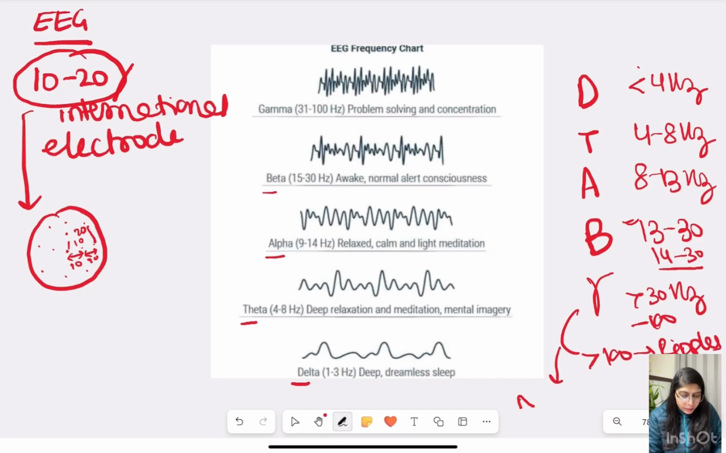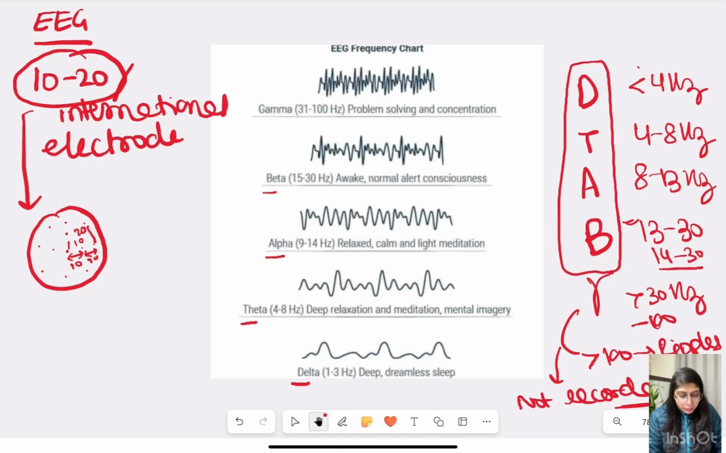These very high frequencies are usually not recorded in our scalp EEG, except in certain situations. But here we need to remember D-tab: delta, theta, alpha and beta, and please try to remember the frequencies.